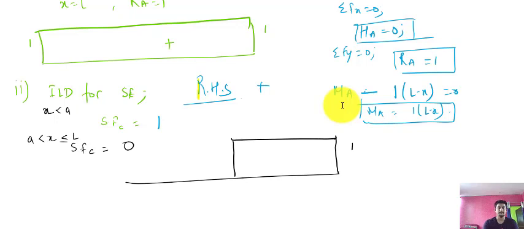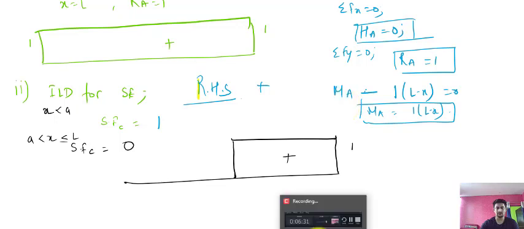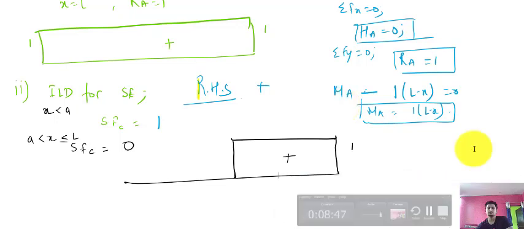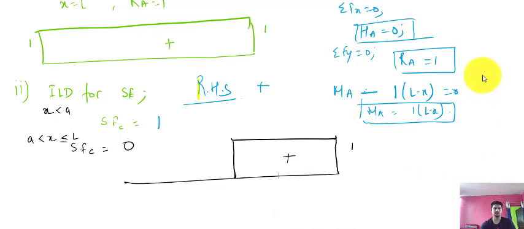And the second condition is x greater than a and less than or equal to L, for which the shear force is 0. So here the shear force will be 0, and for this part the shear force will be 1. Okay, so this is the ILD for the cantilever. Now we have made the influence line diagram for the reaction and shear force.